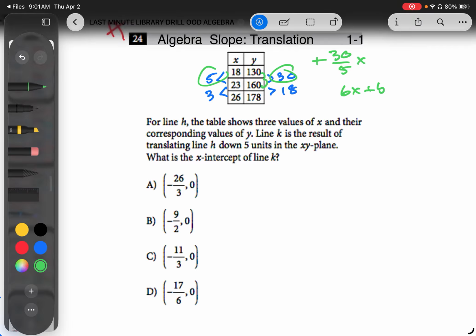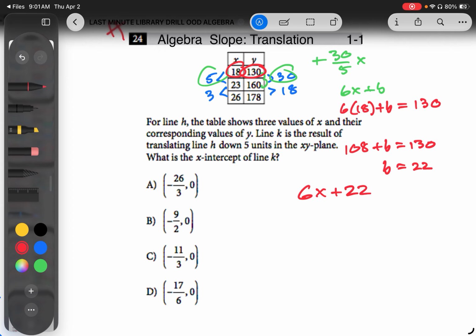What's my b value? Let me just take this one right here. It's going to be 6 times 18 plus b equals 130, my y value. That's going to be 108 plus b equals 130. B equals 22. So my slope-intercept formula is 6x plus 22. So y equals 6x plus 22.